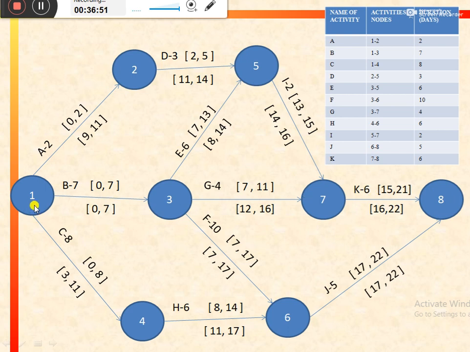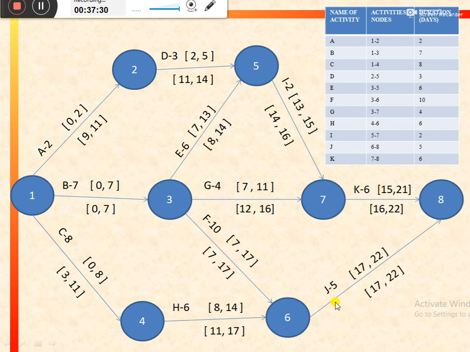Similarly, the second path would be from 1 to 3 to 7 to 8. So the duration would be equal to 7 plus 4 plus 6, that is equal to 17. The third can be 1 to 3, 3 to 5, 5 to 7, 7 to 8. Duration would be equal to 7 plus 6, 13, plus 2, 15, plus 6, 21. The next one could be 1 to 3 to 6 to 8. So 7 plus 10, 17, plus 5, 22. And the fifth one would be from 1 to 4 to 6 to 8, and the duration would be equal to 8 plus 6 plus 5, that is equal to 19 days.